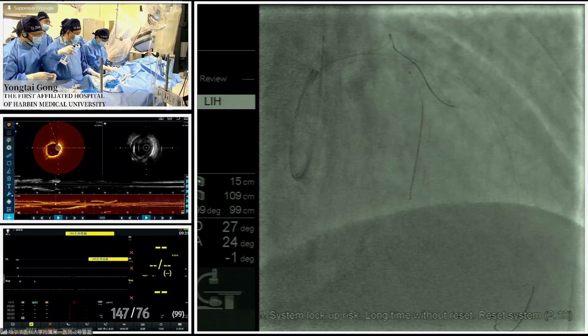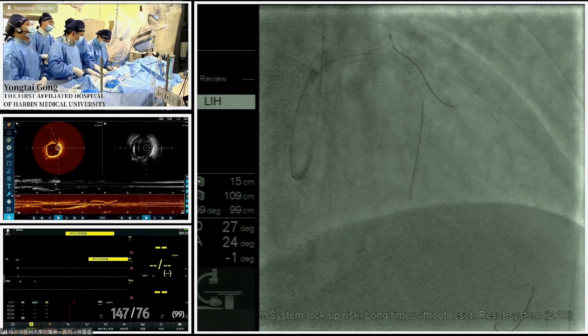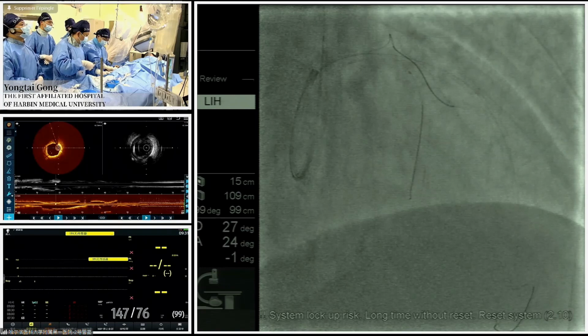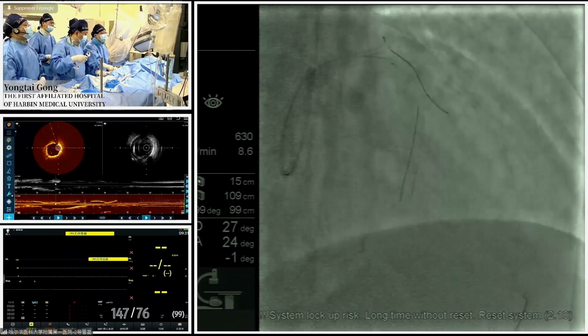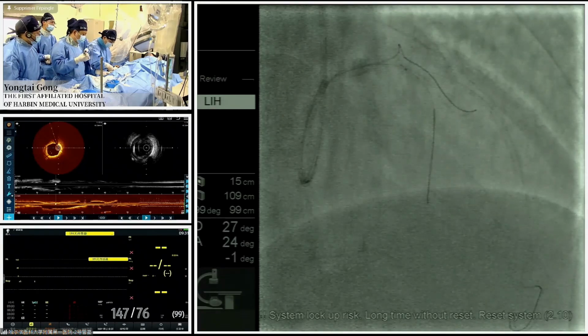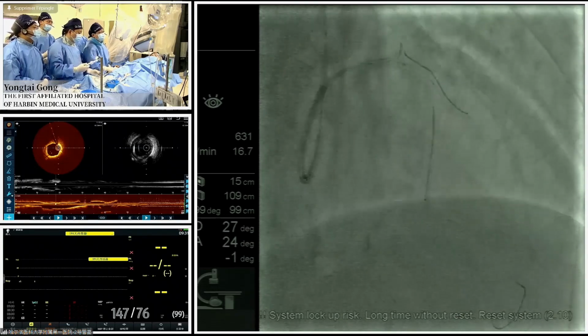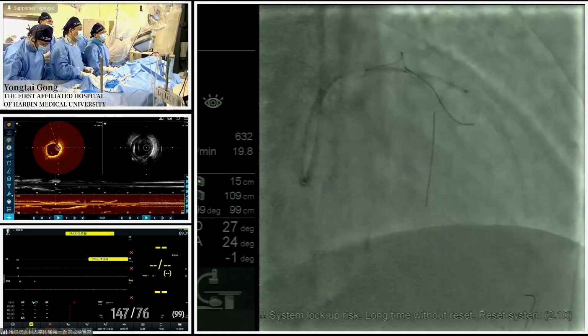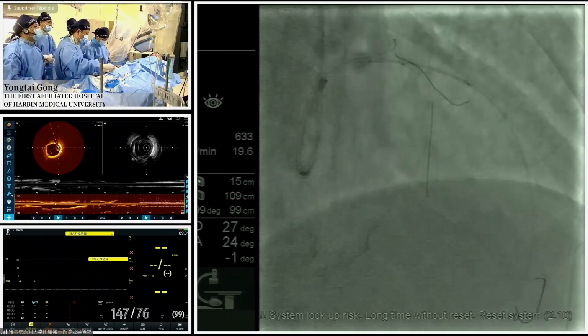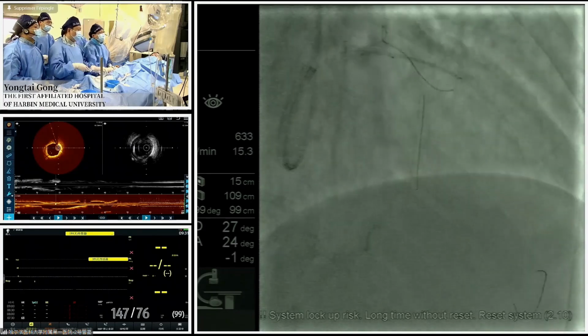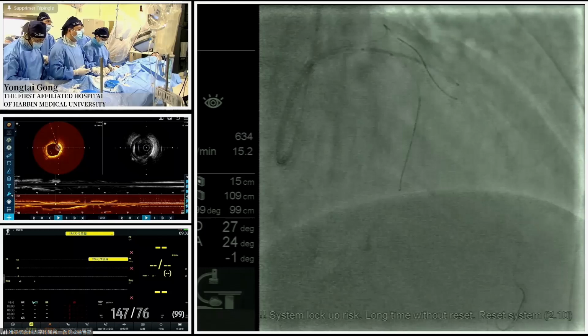Of course, yes. So for a bifurcation left main lesion, the rule number one of PCI is to identify whether it is a true bifurcation lesion. According to the Medina classification, this patient is a Medina 0-1-1 subtype.